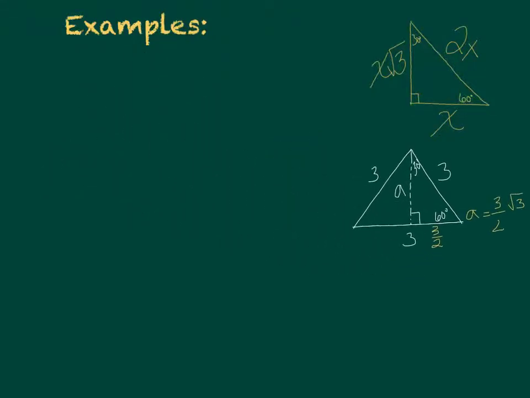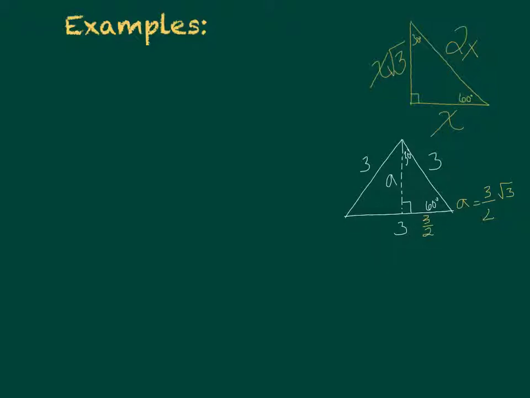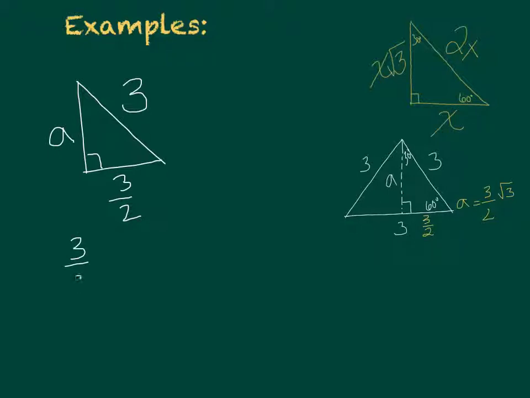So let's move this out of the way. We can still see that. We're going to be looking at a triangle that has a short leg equal to 3 halves, a hypotenuse that's 3, and we need to find the long leg. So let's do 3 halves squared plus a squared is equal to 3 squared.